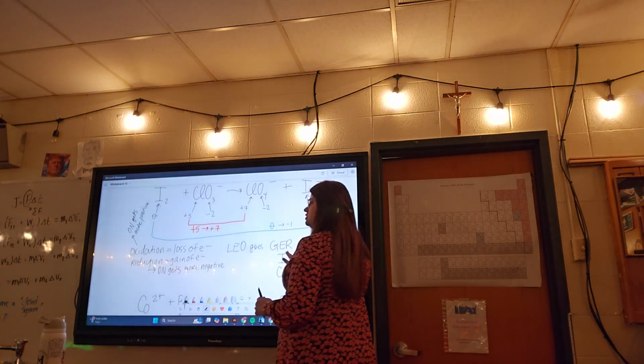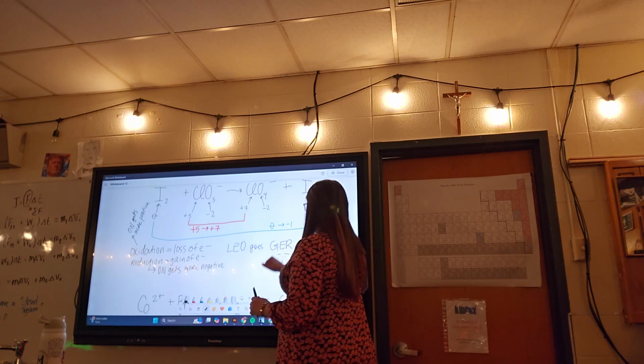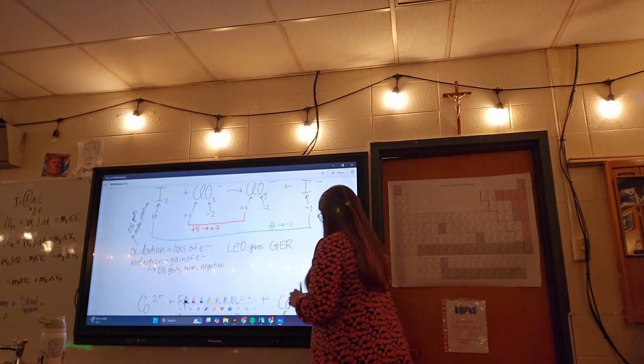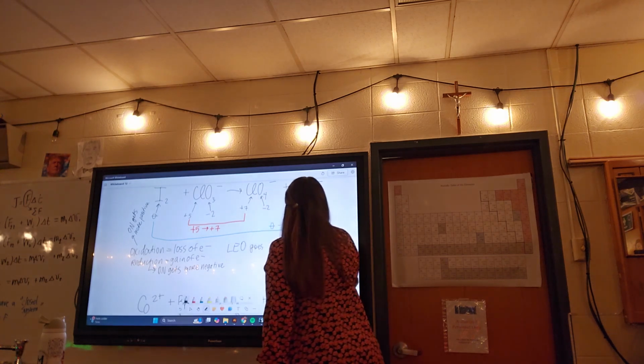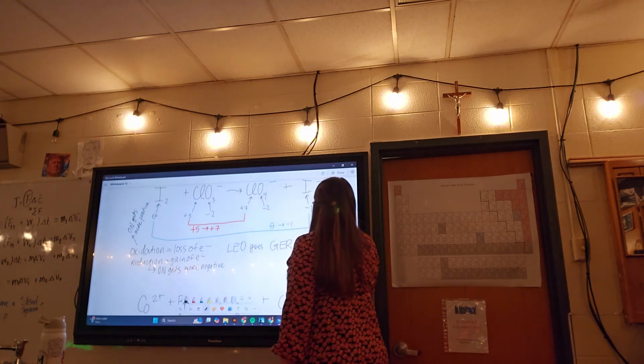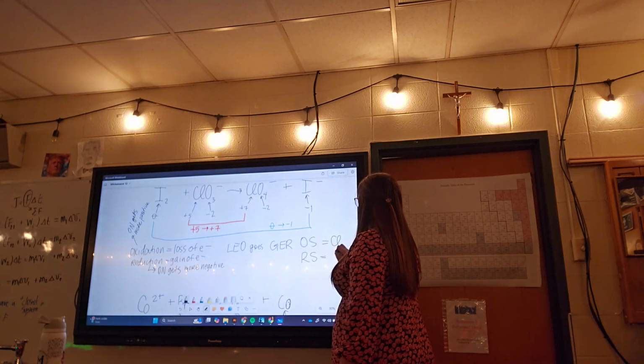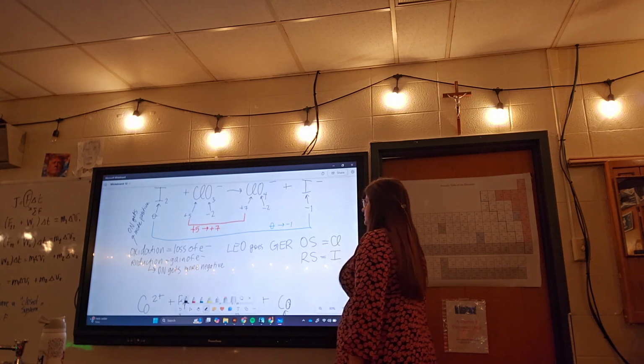Now, I'm going to erase this here because I did not put this in the proper order. So I'm going to redo this. The oxidized species and the reduced species. The one that gets more positive is chlorine, and the one that gets more negative is iodine.